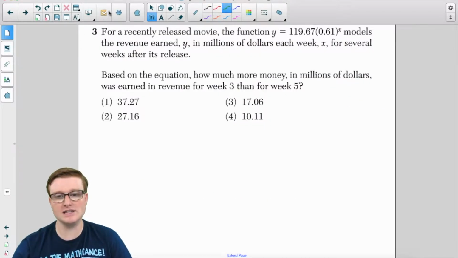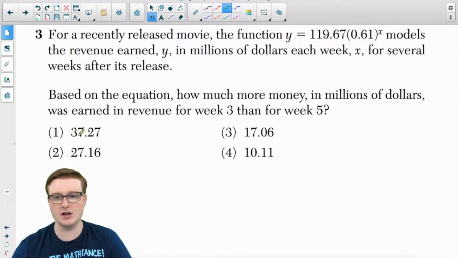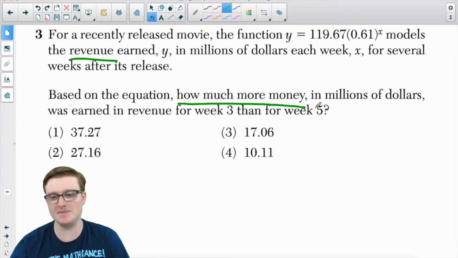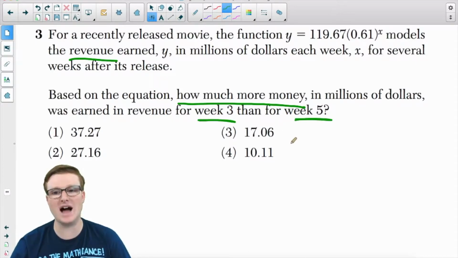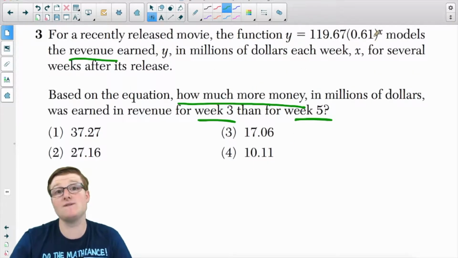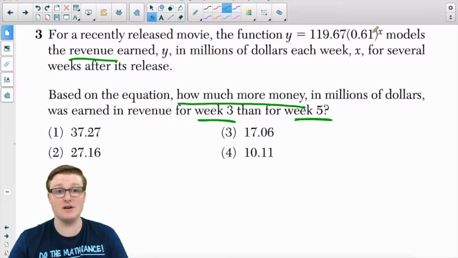All right, question 3. For a recently released movie, the function y equals 119.67 times 0.61 raised to the x models the revenue earned y in millions of dollars each week x for several weeks after its release. Based on the equation, how much more money in millions of dollars was earned in revenue for week 3 than for week 5? So in other words, you're going to plug in 3 for this, and then you're going to plug in 5 for that as well, and just see which one works.